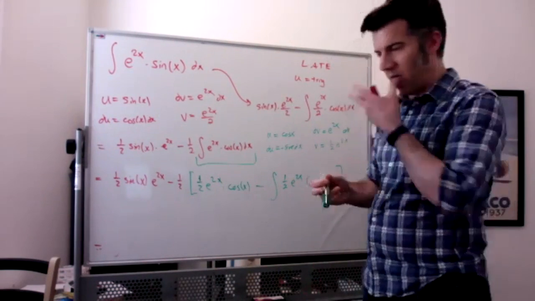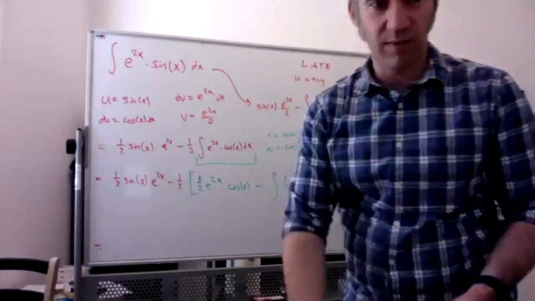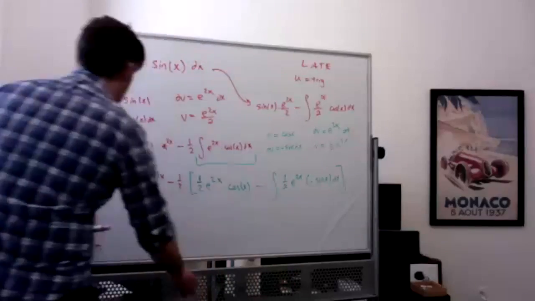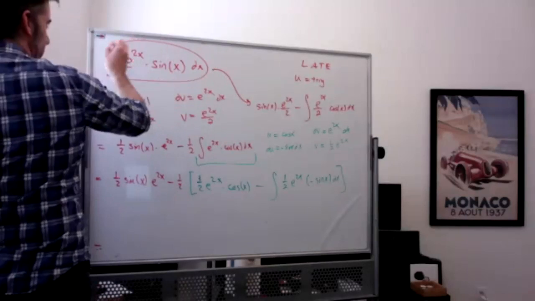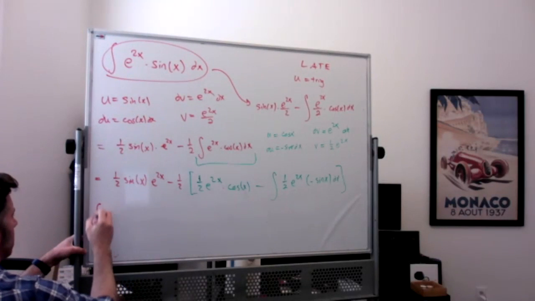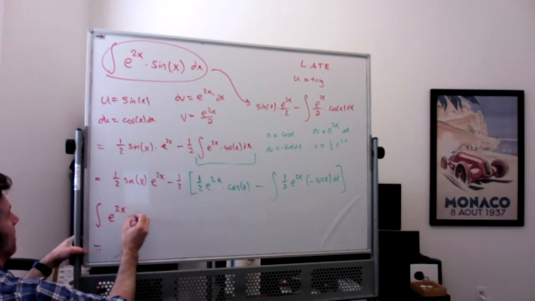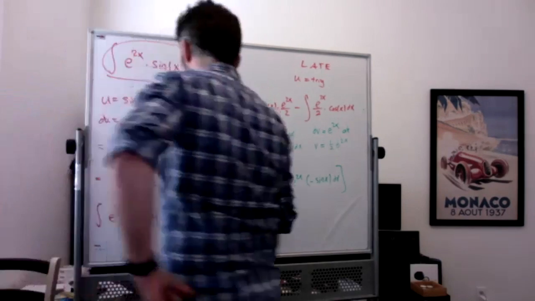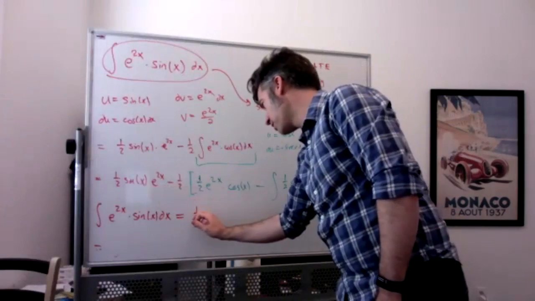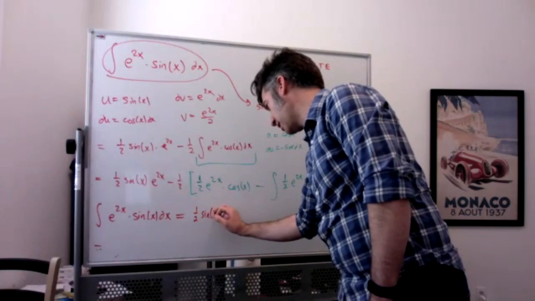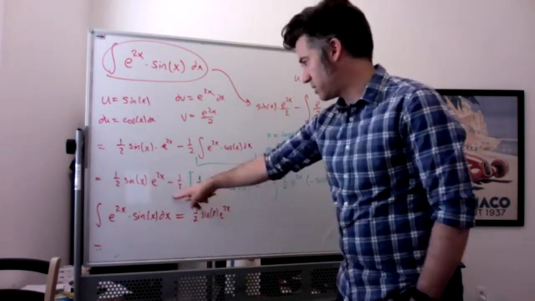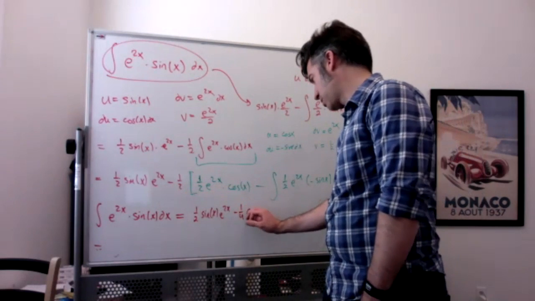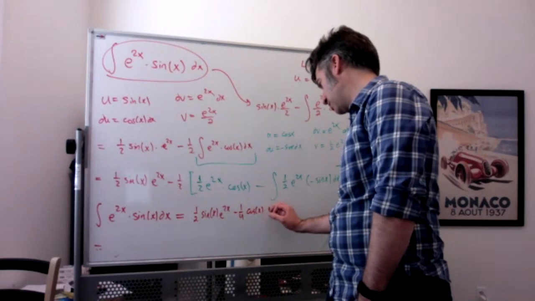Okay, let's simplify a little bit. We're going to run out of room here, so let me go up to the top. Here's what we've got. This is what this integral is equal to. So the integral of e to the 2x times sine of x dx is equal to 1/2 sine of x times e to the 2x. Simplifying this a little bit, it's going to be a negative 1/4 times cosine of x times e to the 2x.